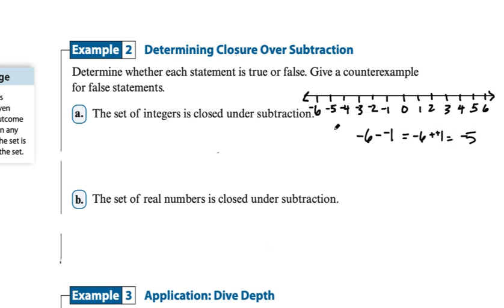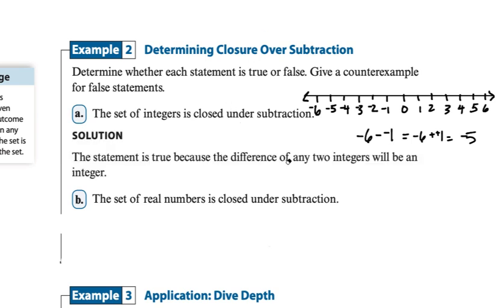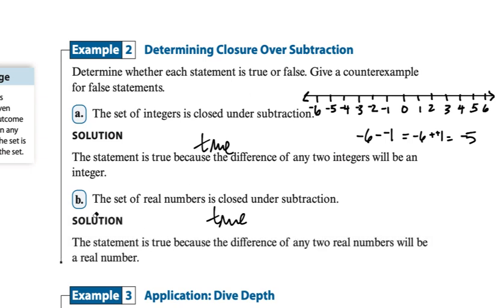And after you do a couple of these, you realize that indeed we are closed under subtraction, because when we subtract any two integers, we're still going to get an integer. So this is a true statement, we would say. And let's consider this next one. The set of real numbers is closed under subtraction. So if I have real numbers, so fractions, decimals, and I subtract them, will my answer still be a real number? And the answer is yeah, that's also true. And that's what your text is talking about in this section.